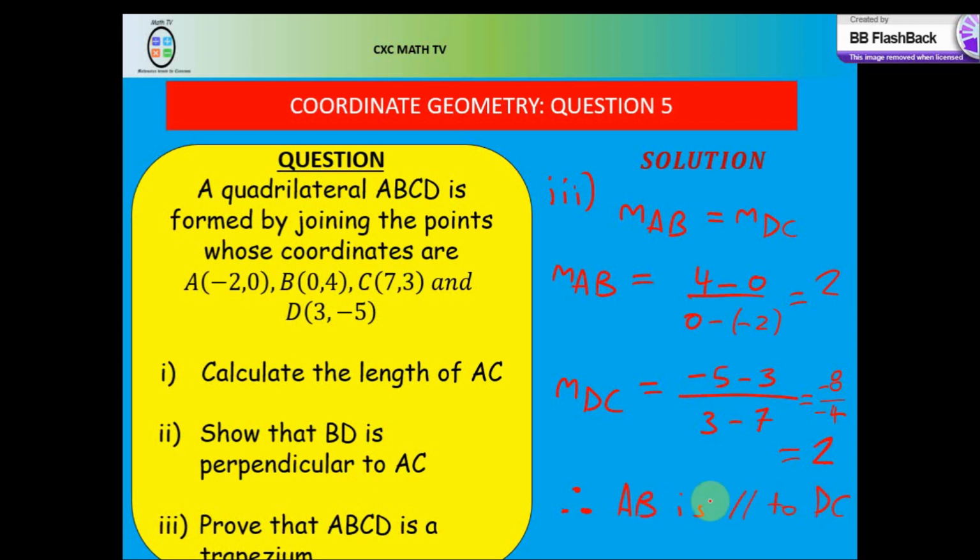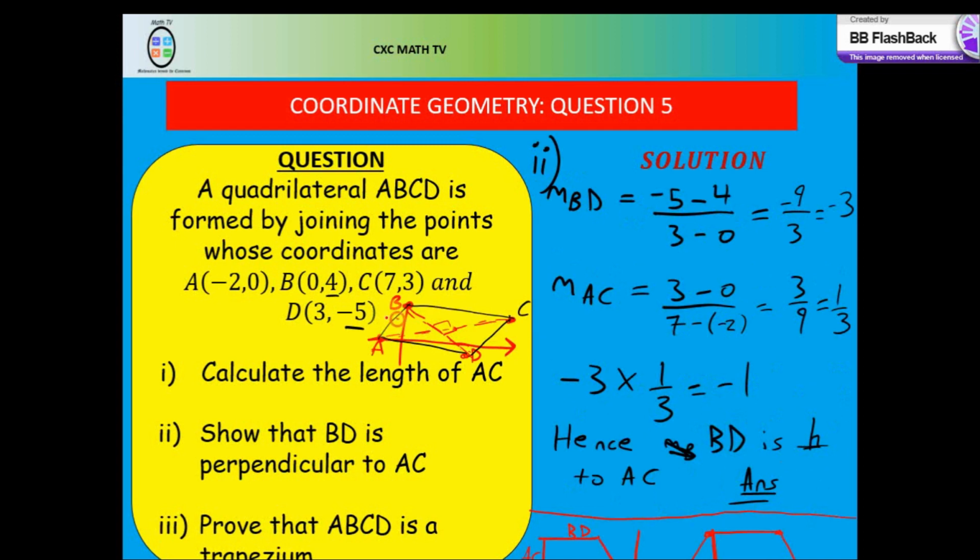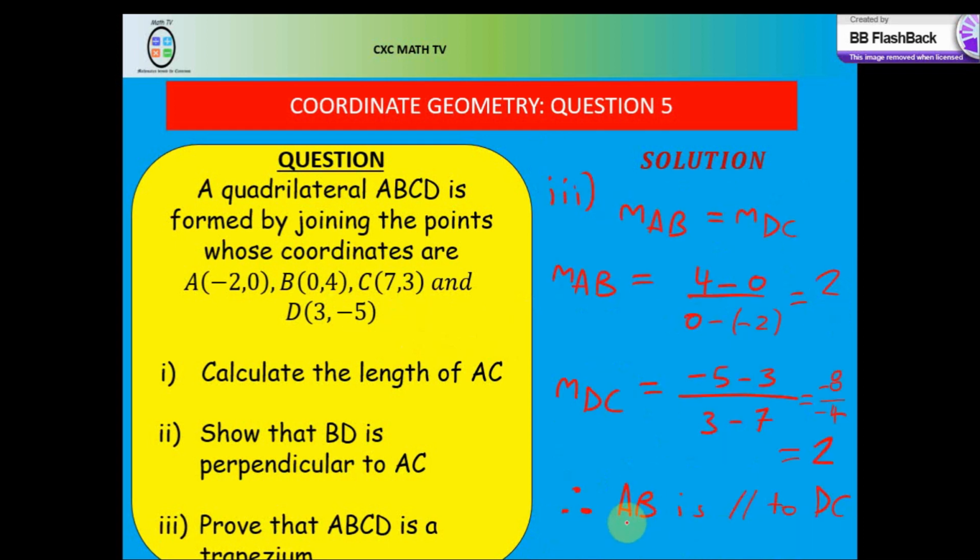Now, since it only has one pair of parallel sides, remember when I look back at our sketch, these were the only sides that were parallel. The next two sides weren't parallel, so it's just a trapezium. Since it has one pair of parallel sides, hence, it's a quadrilateral. Hence, it is a trapezium.